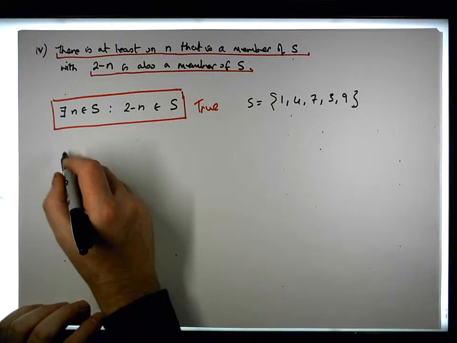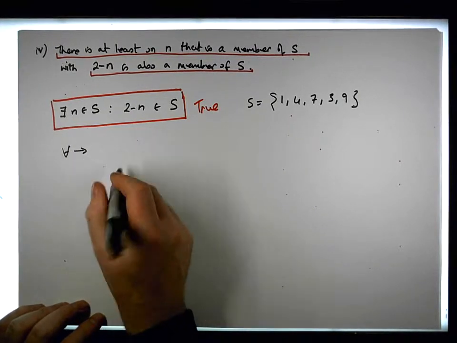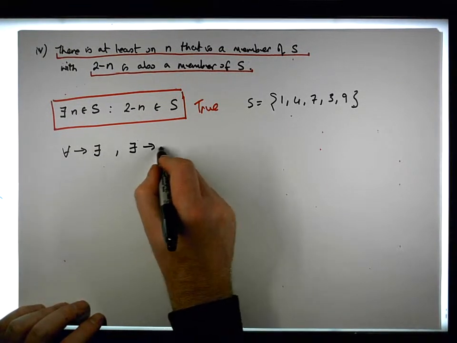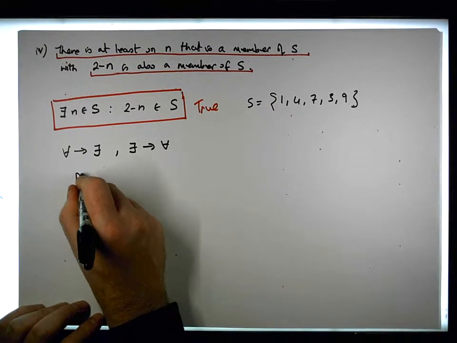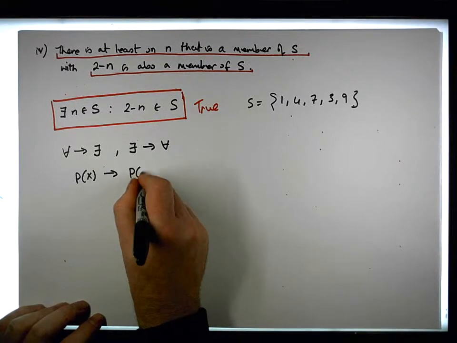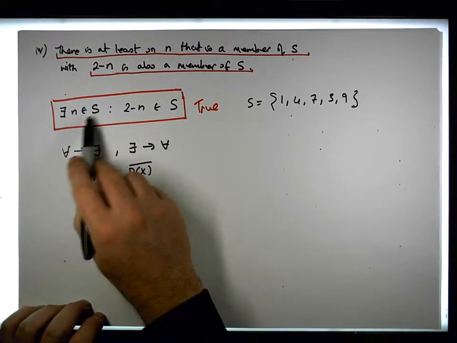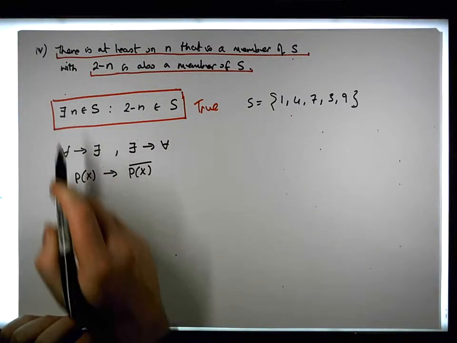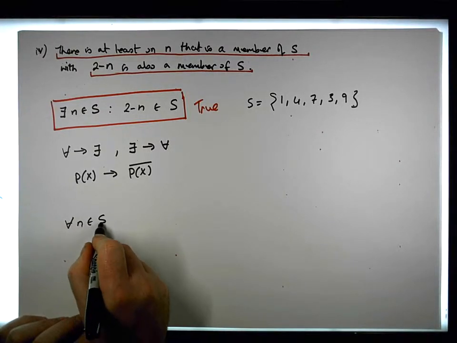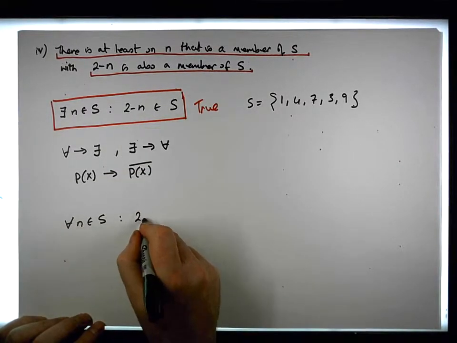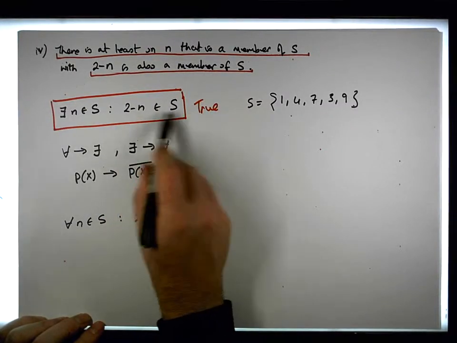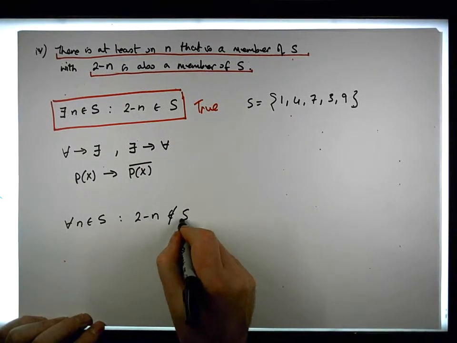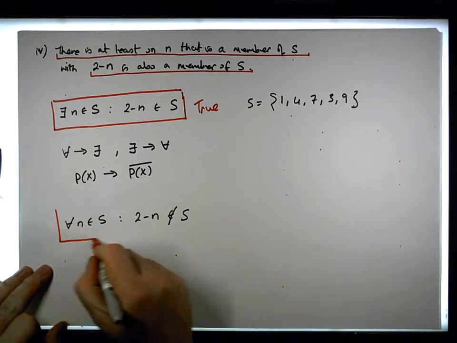Let's negate it. So keep in mind, universal quantification goes to existential quantification, and existential quantification, there exists, goes to the universal. And also the predicate is negated. So we negate the predicate statement that's part of the quantified predicate. So now there exists becomes for each and every n that's an element of S, we have that 2 minus n is an element of S, gets negated. So that means 2 minus n is not an element of S. So is this true or false?